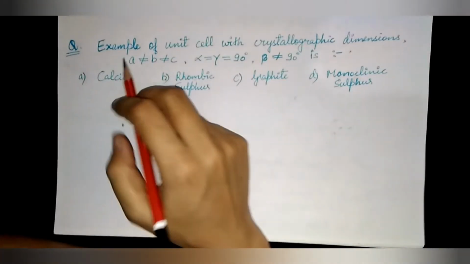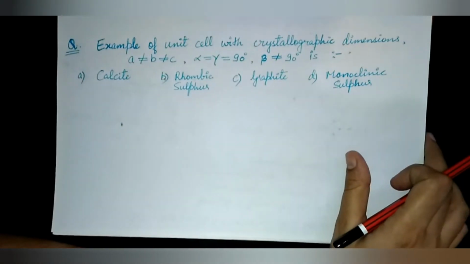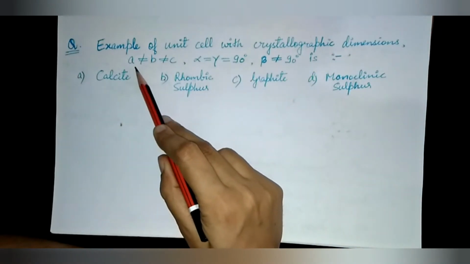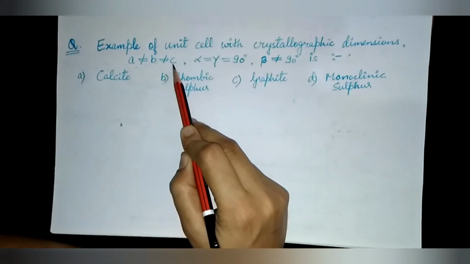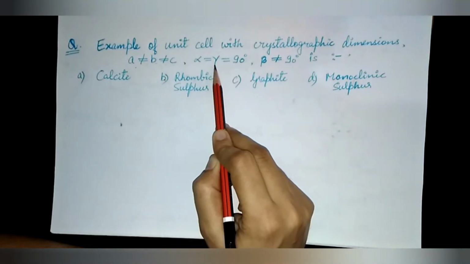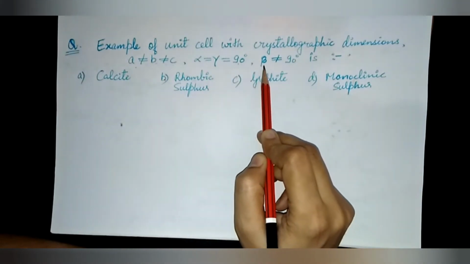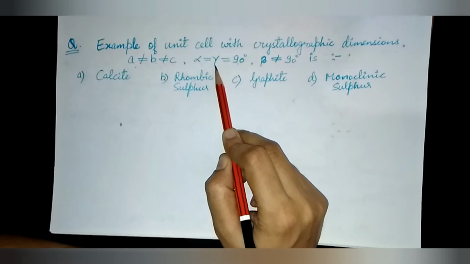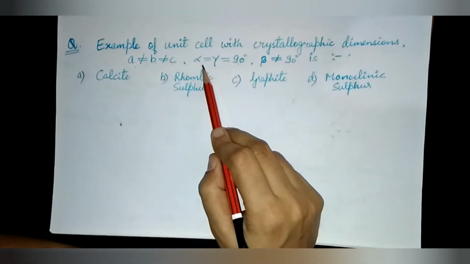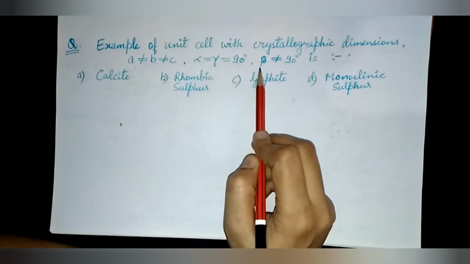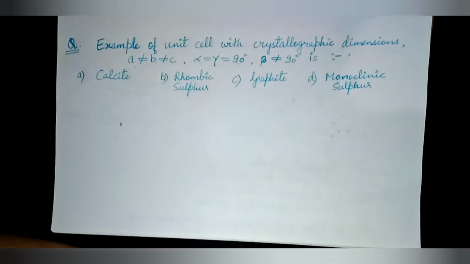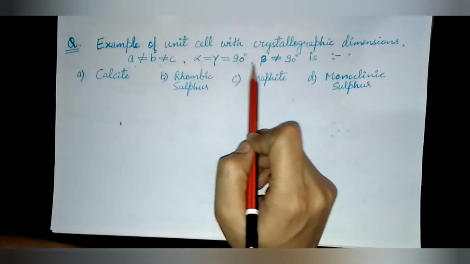The question here is: an example of a unit cell with crystallographic dimensions a not equal to b not equal to c, alpha equal to gamma equal to 90 degrees, and beta not equal to 90 degrees. That means alpha equal to gamma but not equal to beta. Alpha and gamma are 90 degrees but beta is not 90 degrees. So we have to tell what type of unit cell has these crystallographic dimensions.